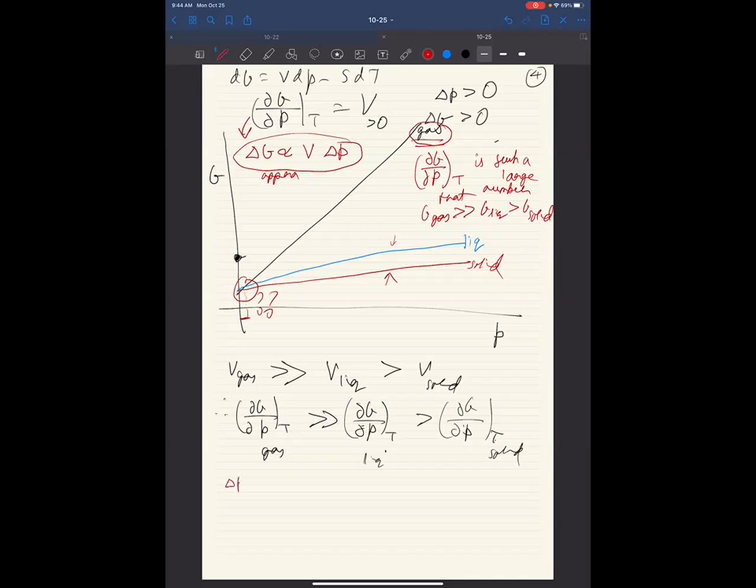Let's make a table. Let's take delta P as 1 bar, and we have solid, liquid, gas. Let's say solid volume is 1 meter cube, liquid volume is 10 meter cube, and gas, if it's hydrogen, will be enormous, 10 to the power 4 meter cube. So delta G for solid will be approximately 1 bar multiplied by 1. Delta G for liquid will be around 1 multiplied by 10, while delta G for gas will be 10 to the power 4 units. It just shoots up. That's the idea here.